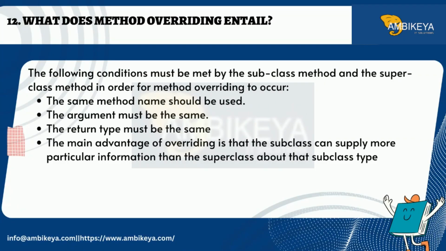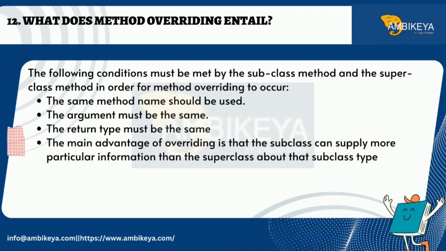What does method overriding entail? The following conditions must be met by the subclass method and the superclass method in order for method overriding to occur. The same method name should be used. The arguments must be the same. The return type must be the same. The main advantage of overriding is that the subclass can supply more particular information than the superclass about that subclass type.